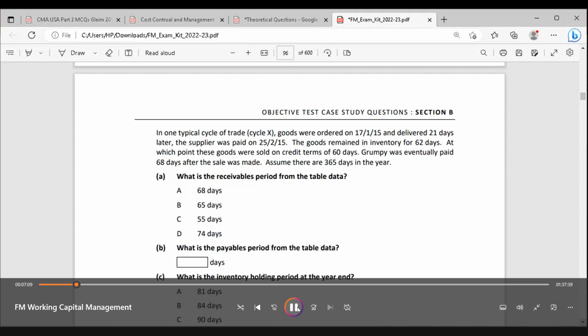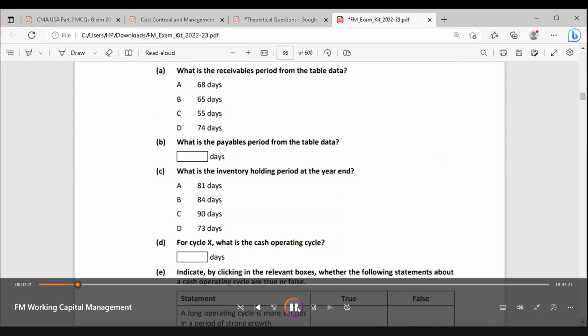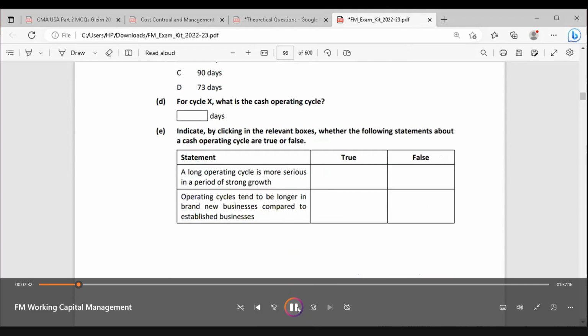We are asked to calculate the receivables period from the table data, the payables period, and the holding period. If we can calculate all three, then based on that we can calculate the cash operating cycle. A couple of other questions are also asked. Of course we've done this in the class, but since you mentioned that you were not present there, let's take up the same thing.